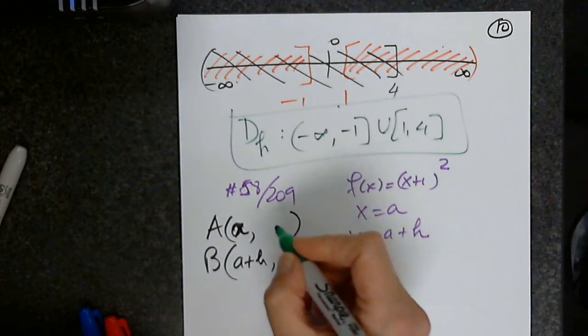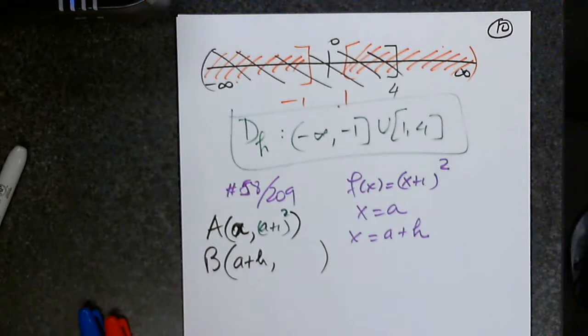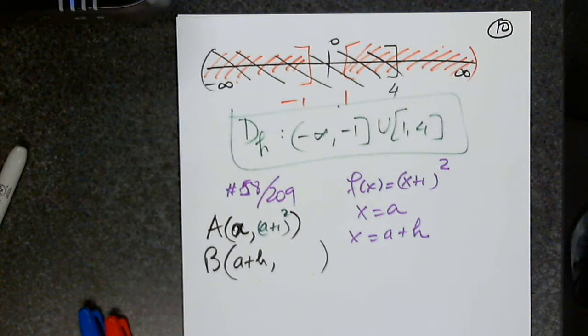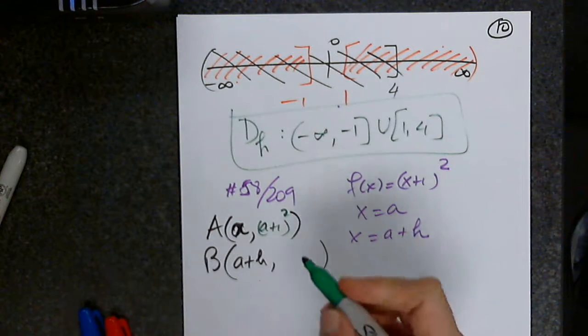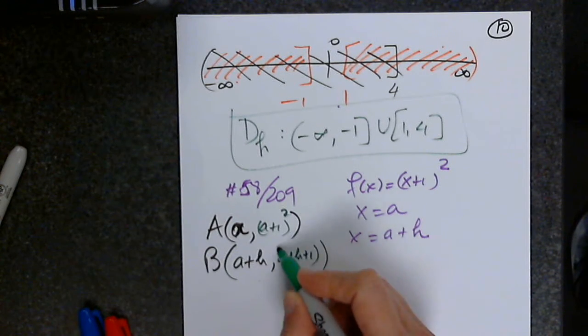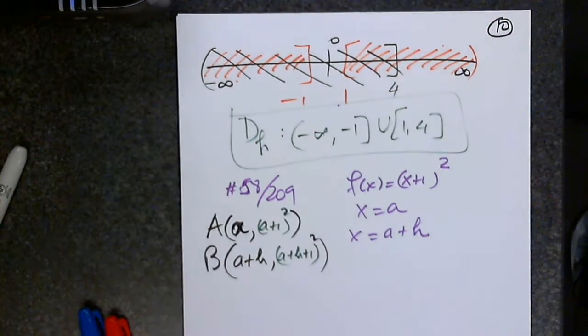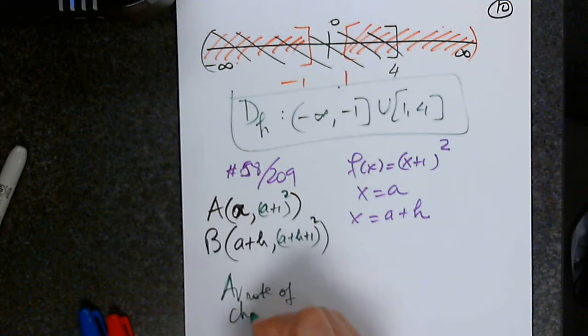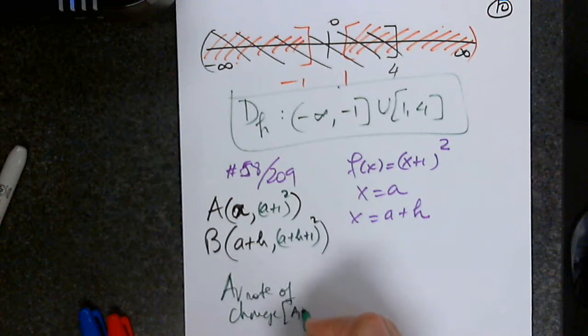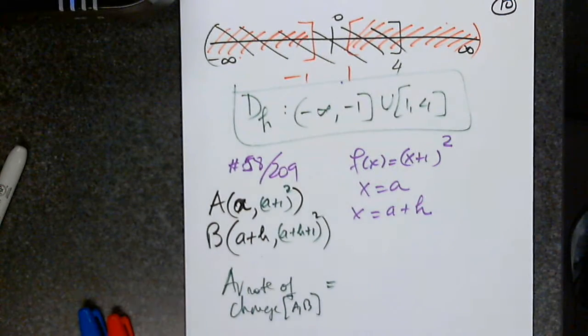Plug it in, right? So this is a plus 1 squared. And now what is the y coordinate for b? So it's a plus h plus 1 squared. Because now we want to find the average rate of change between a and b. So what is the formula for the average rate of change of a function between 2 points?